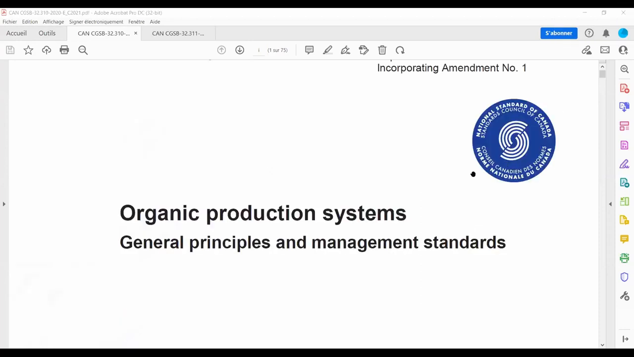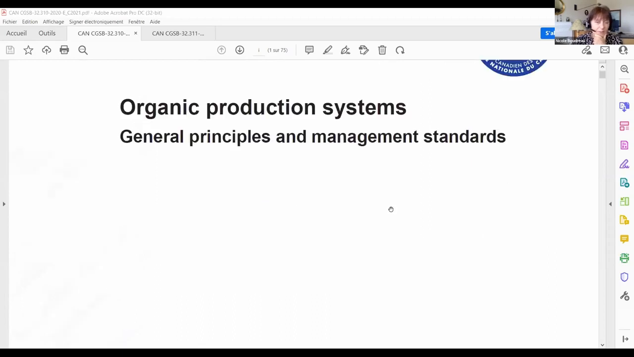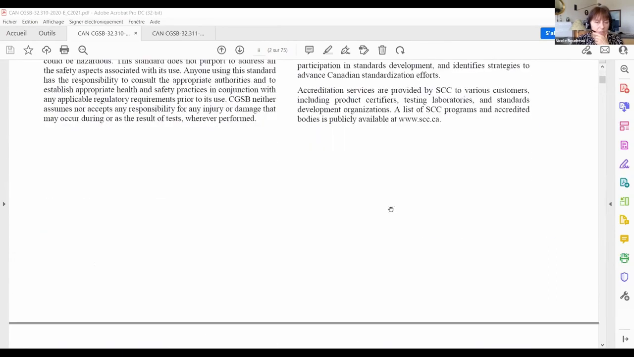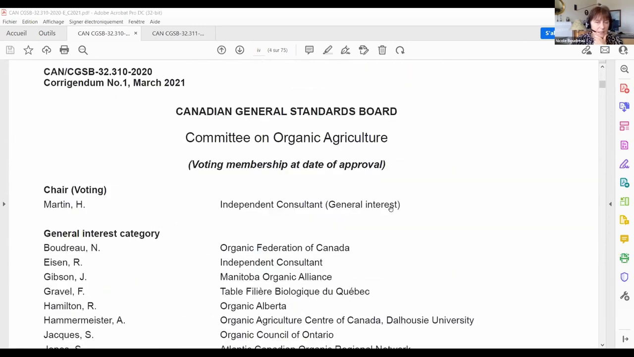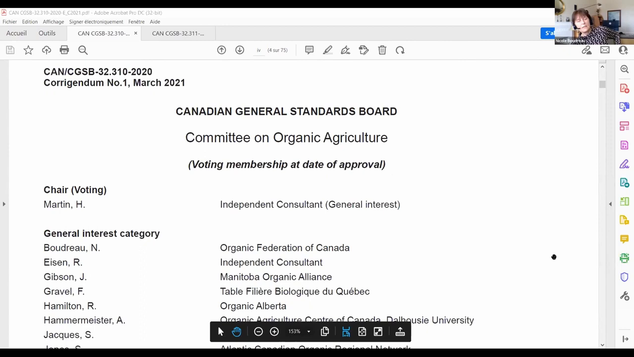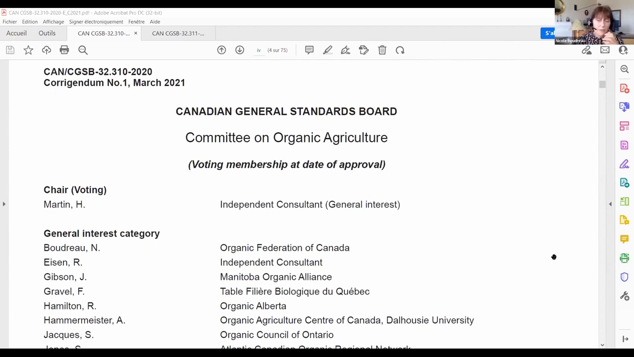No, sorry. So this is the Bible. This is the base of the standards. So the standards are owned by CGSB, as I said, but the sector decides on the content. So the CGSB has created a committee, the Committee on Organic Agriculture, and these people, every 5 years, sit together to decide on the content, on the practices that will be incorporated inside the standards.